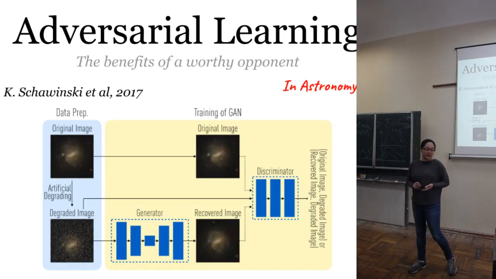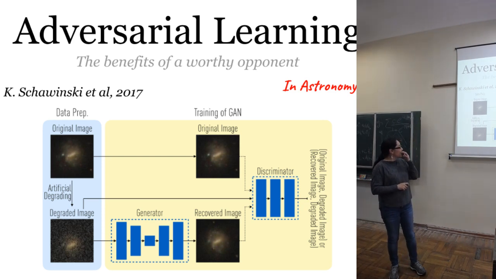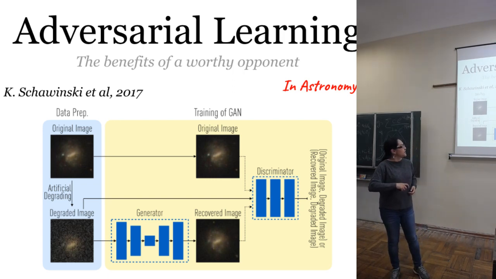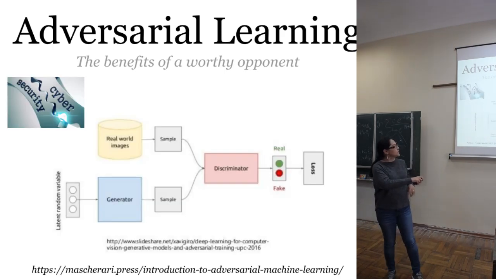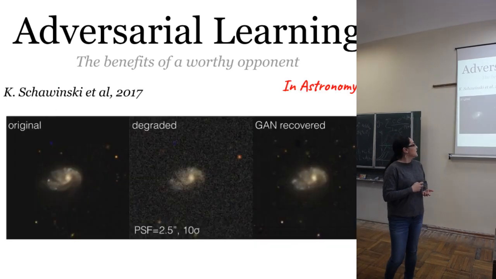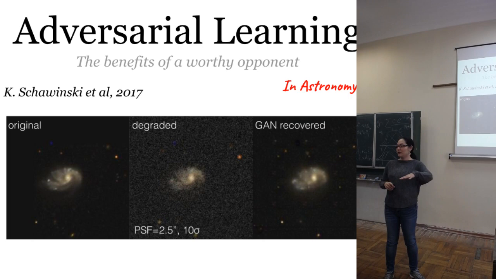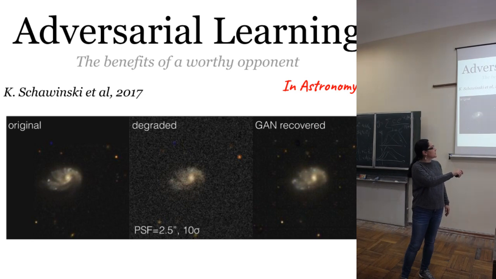This has already been used in astronomy. This was an example they did with images of galaxies. They had the original image, they degraded it on purpose, so they made the image worse, and put it through the generator, and this is what you get in the end. Their goal was actually to produce high resolution or high quality images. Here you have the original image, here is the degraded image that was fed to the network, and this is the generated image.